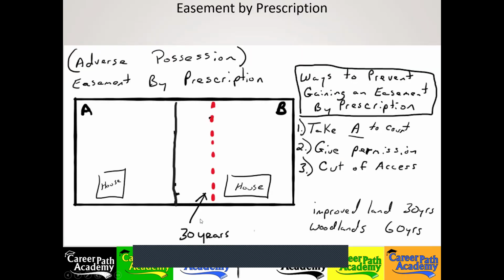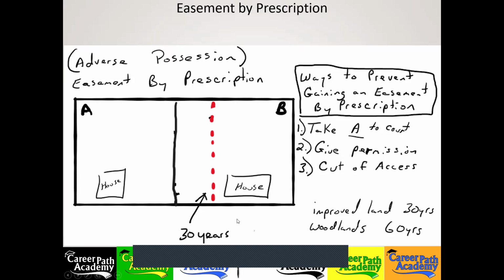So this time clock can start after 30 years, when B takes it to the court? No. It has to be there for at least 30 years, if it's improved land, to take it to court. That's the prescription period. That's prescribed by law. It needs to be there for at least 30 years.